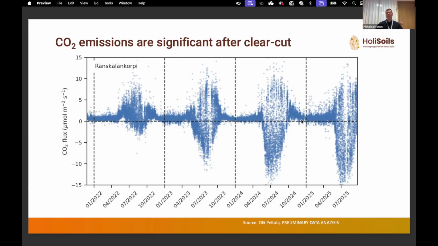And then in 25 this summer, we had even much higher sinks. We did have some emissions, but also significant sinks. And the 25 budget is still unknown because the year is not done yet.